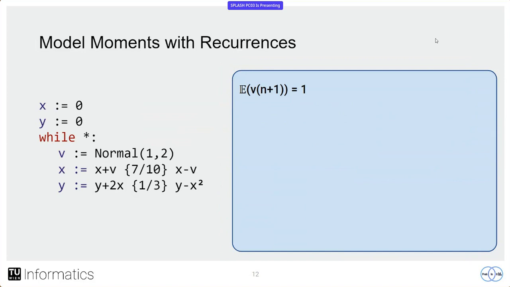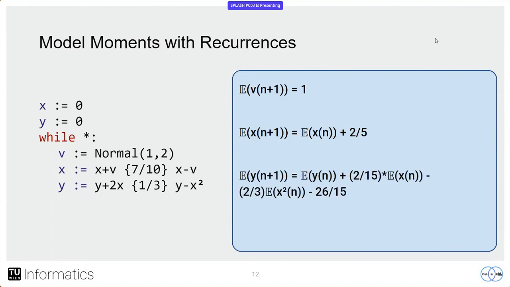The more interesting case is now, can we construct a recurrence for the expected value of x? And what you do is, you just, again, look at the assignment, very similar to the deterministic case, and you apply the expected value operator on the assignment of x. So you get that the expected value of x in the next iteration is 7/10 times the expected value of the left branch of this probabilistic choice, plus 3/10 times the expected value of the right branch. And if you do the simplification, you exactly get this expression here, which is a recurrence for the expected value of x. And you can do the same thing for the program variable y.